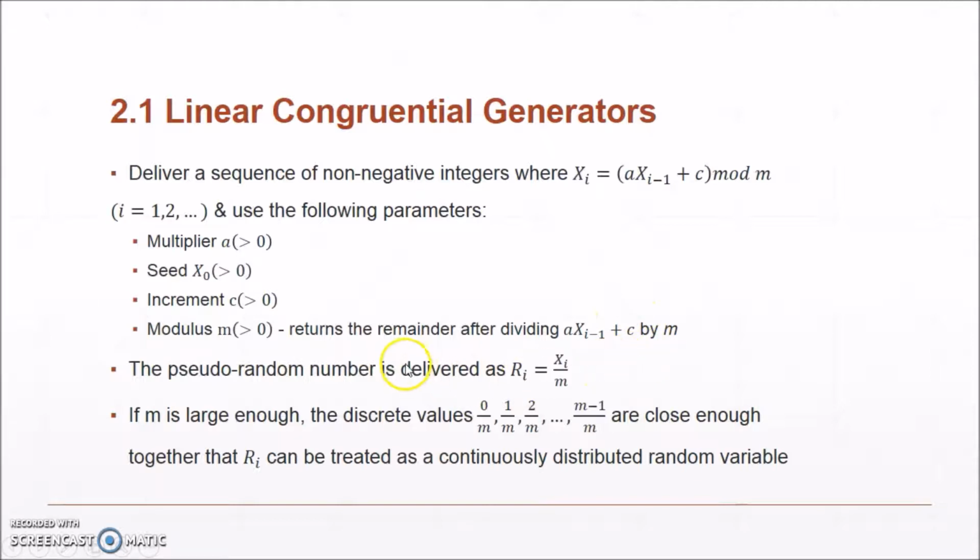And so the number that's going to be generated is r sub i, which equals x sub i divided by m. The objective is that we're looking to see if m is large enough so that the discrete values here, so anything up to m minus 1 over m, are close enough together so that r sub i can be treated as a continuous, uniformly distributed random variable.